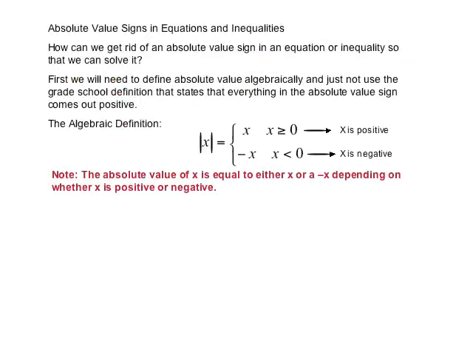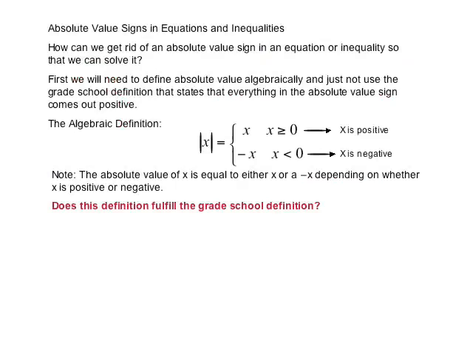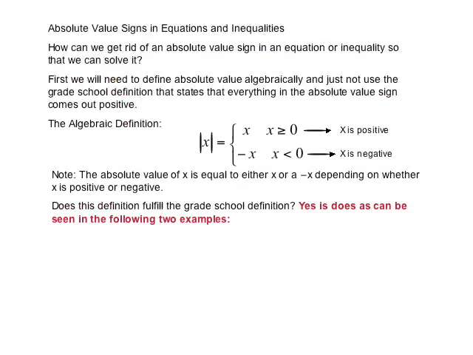Note, the absolute value of x is equal to either x or negative x, depending on whether x is positive or negative. So we have two cases when we're dealing with an absolute value sign. Does this definition fulfill the grade school definition, in other words, that whatever we have in there will come out positive? Yes, it does, as can be seen in the following two examples.